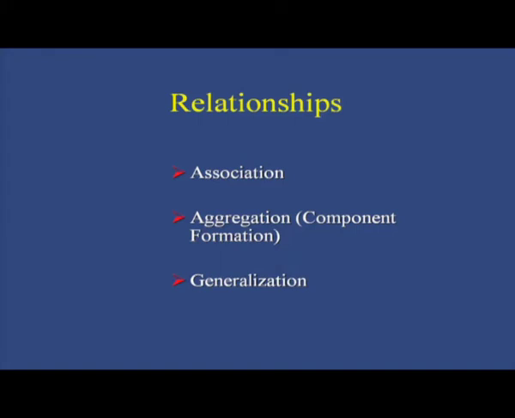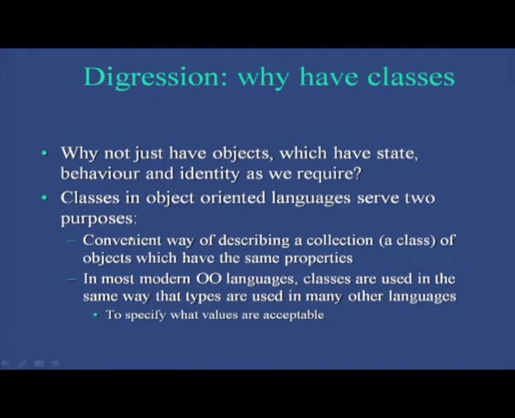Generalization for inheritance and further building on the complexity. Why do we have classes? Why not just have objects which have a state and behavior? Classes in object oriented languages serve two purposes. A convenient way of describing a collection of objects which have the same properties. In most modern OO languages, classes are used in the same way that types are used in many other languages.